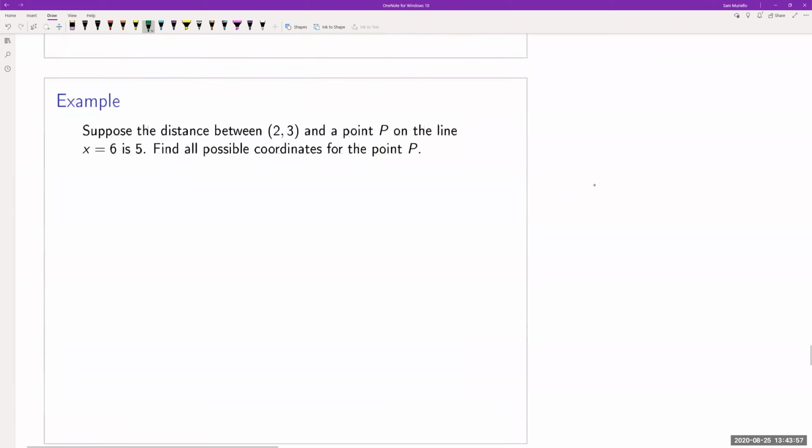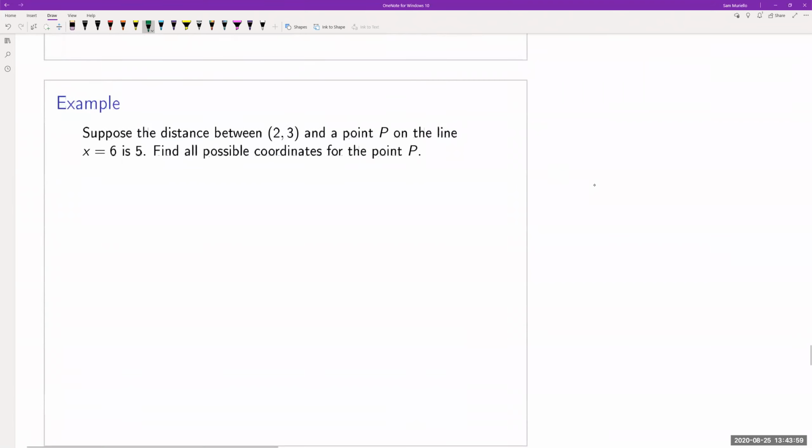Now let's suppose that I have a little bit of a more complicated problem. It gives me one of the points, 2, 3, and another point P, which it tells me is on the line x equals 6. It tells me the distance between those two is 5. I would like to find where P could possibly be. Let's take a look at what this would look like.